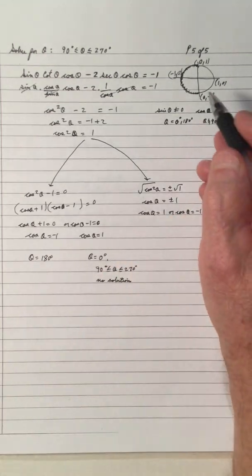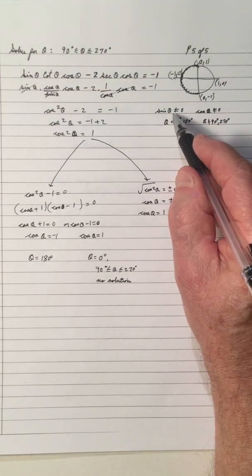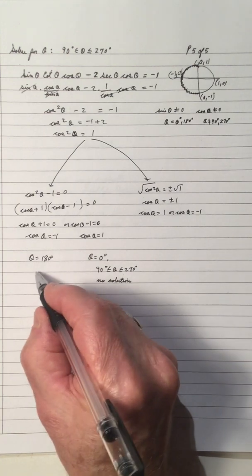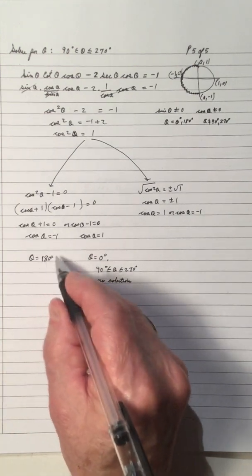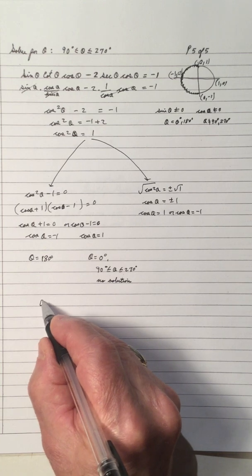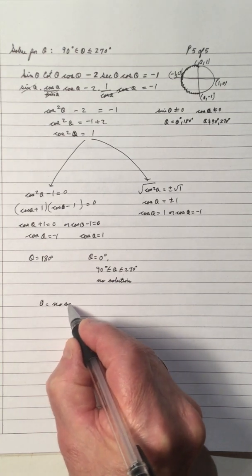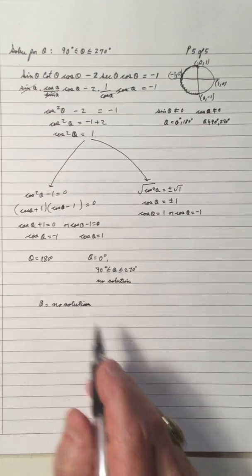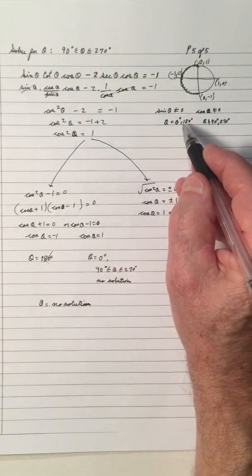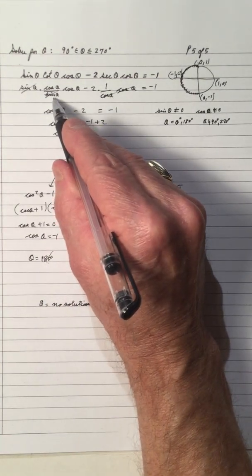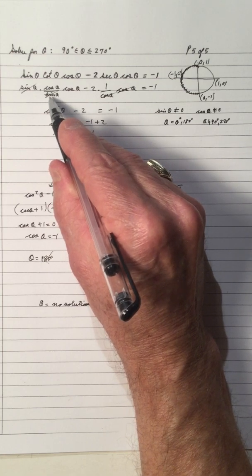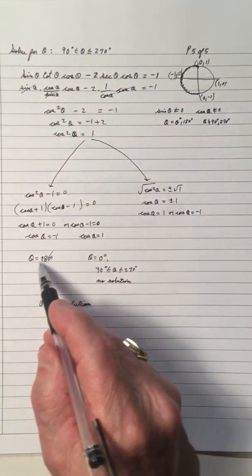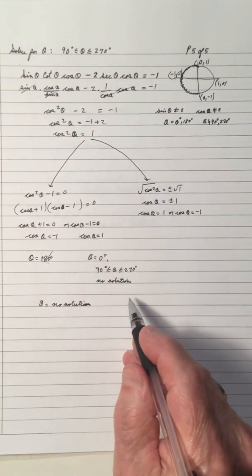And 180 makes sine 0. The sine of 180 is 0, and sine is in the bottom, so we can't use 180 because it's no solution. So the answer for theta here, there's no solution to this problem. 180 can't work because it makes it undefined. Right here, sine of 180 is 0, and 0 on the bottom is undefined. So we can't have a 0 because it doesn't fit in the domain. We can't have 180 because it makes the denominator 0, so there's no solution to this problem.